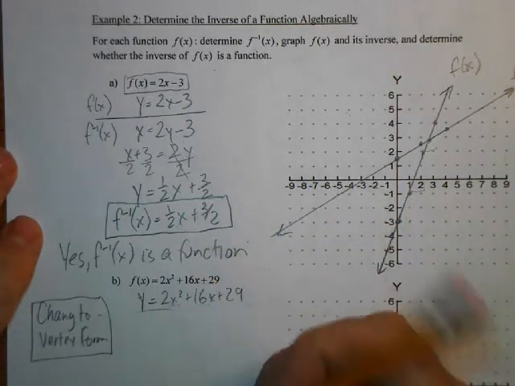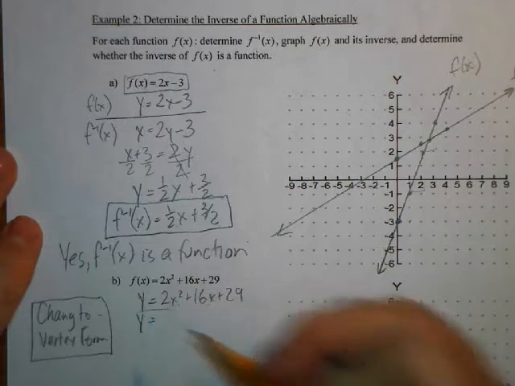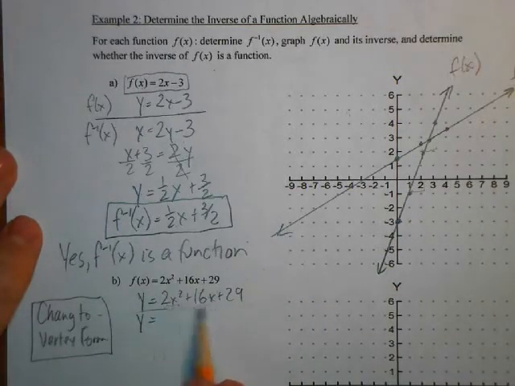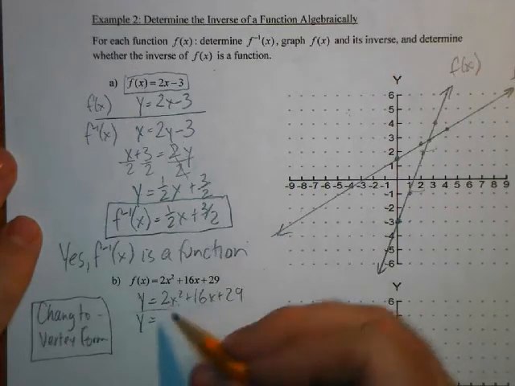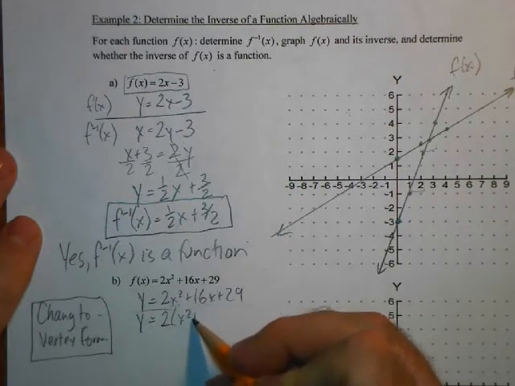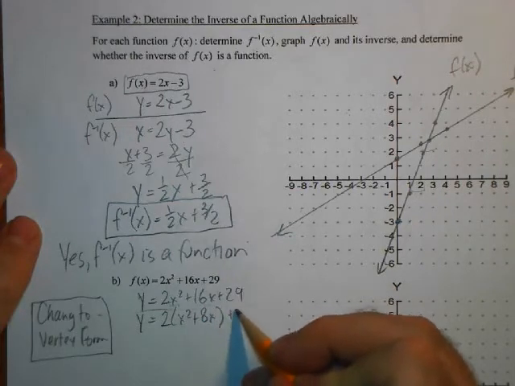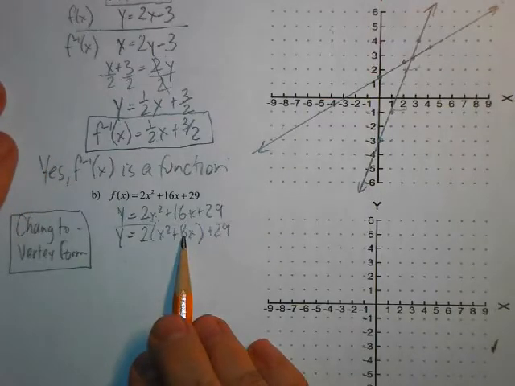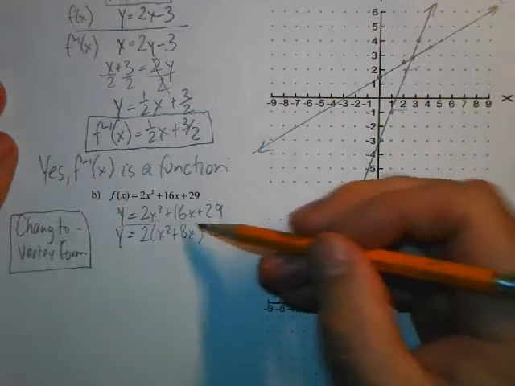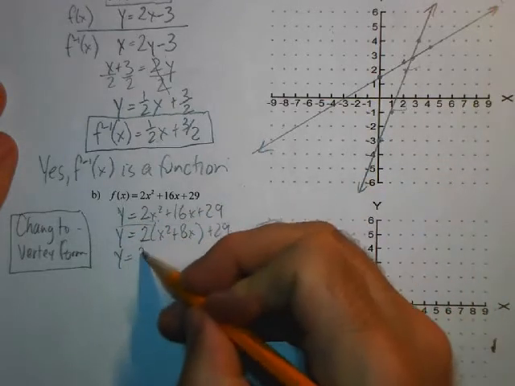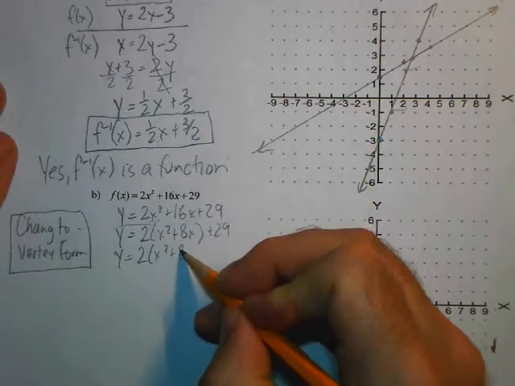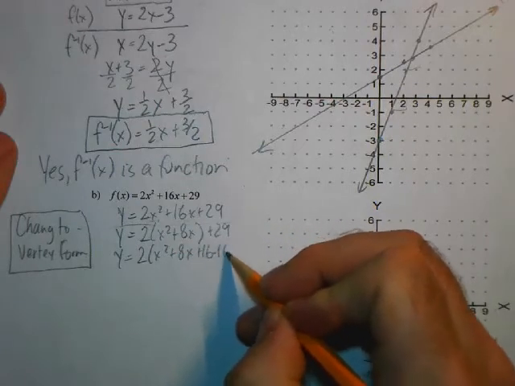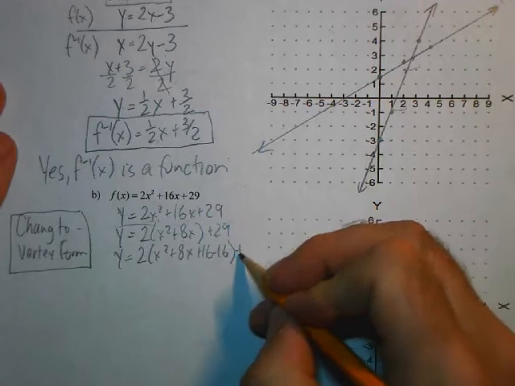So if you remember, first thing we do is we put brackets around the first two terms, and then factor out the a value there. So we're going to have 2 times (x squared plus 8x) plus 29. Okay, and then we have to complete the square here. So we take half of the 8, which is 4, we square it, and we're going to add and subtract that value inside the brackets. x squared plus 8x plus 16 minus 16, bracket, plus 29.